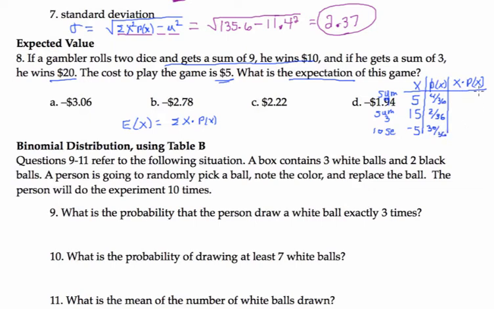Now I fill out the x times P(x) column. So on my calculator I do 5 times 4/36. It tells me 5/9.